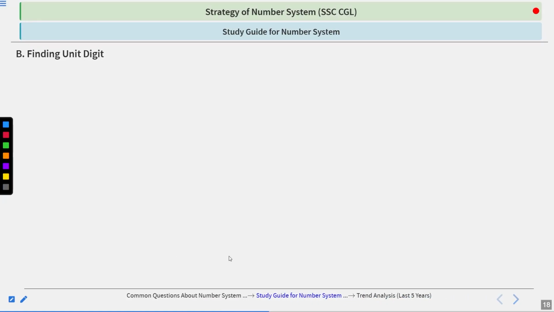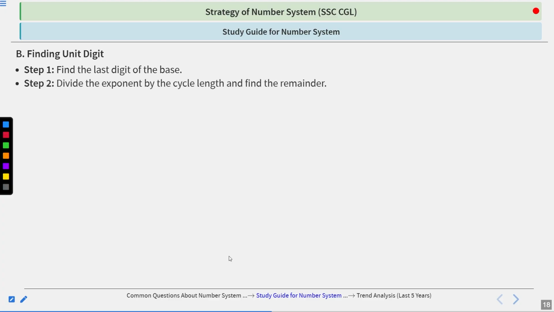Now finding the unit digit. So step 1, find the last digit of the base number. Step 2, divide the exponent by the cycle length and find the remainder. Third step, the unit digit is the remainder-th term in the cycle.